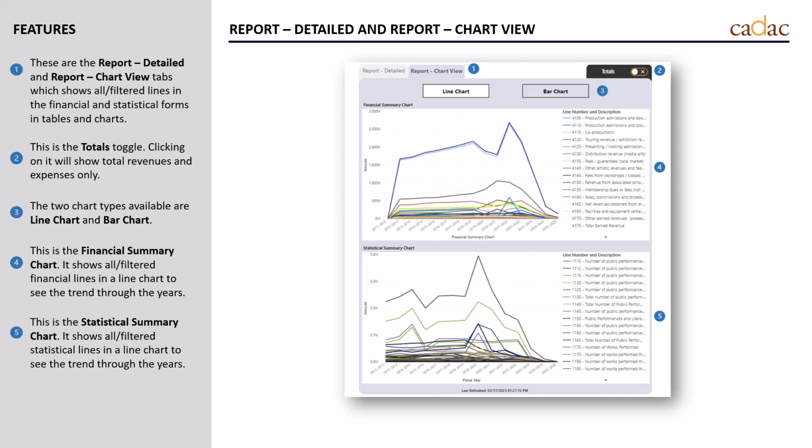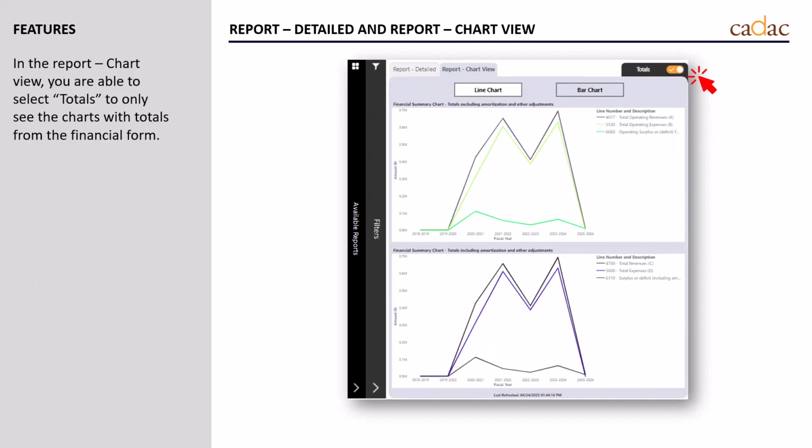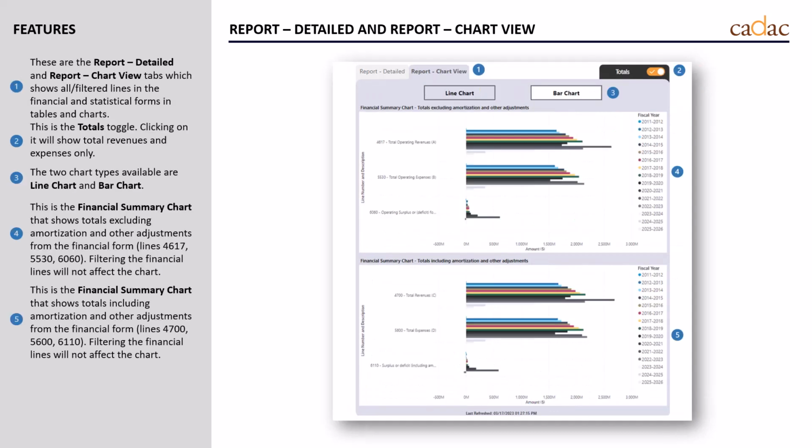Next, there are 2 buttons, one for line charts, which we are viewing here, and another for the bar chart view, which we will show in a moment. The charts themselves show a summary of financial data at the top, and the lower chart shows statistical data. In this screenshot, we can see that the reports look like the totals toggled on. You will notice there are far fewer lines and data points now contained in the charts, as we are only showing totals. We also wanted to show you the outputs if you select the bar chart view. The functionality from the line chart view still applies when in the bar chart view.